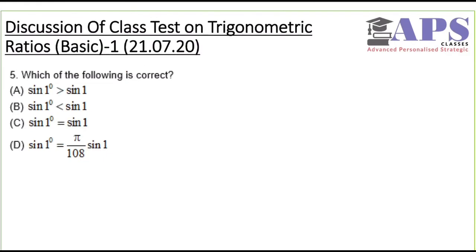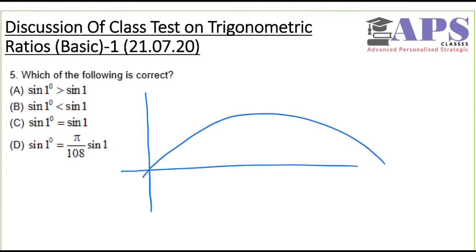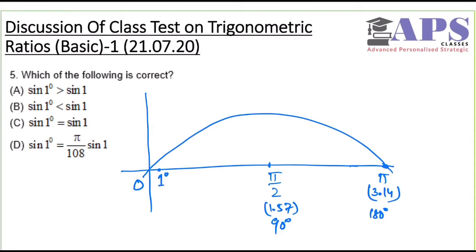In question number 5, we need to understand what is degree and what is radian. If I draw the graph of sin x, a little bigger, the diagram is like this. This is our pi and this is 0, and in between is pi by 2. We know that pi is approximately 3.14, so pi by 2 is approximately 1.57. If it is in radians it is 1.57, and that is 90 degrees, and this is 180 degrees. So in terms of degrees, 1 degree is very near to 0, whereas 1 radian, since this is 1.57, will be somewhere here.